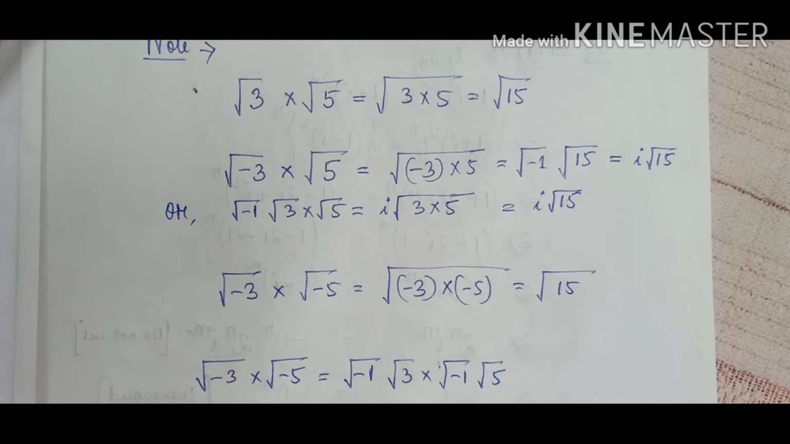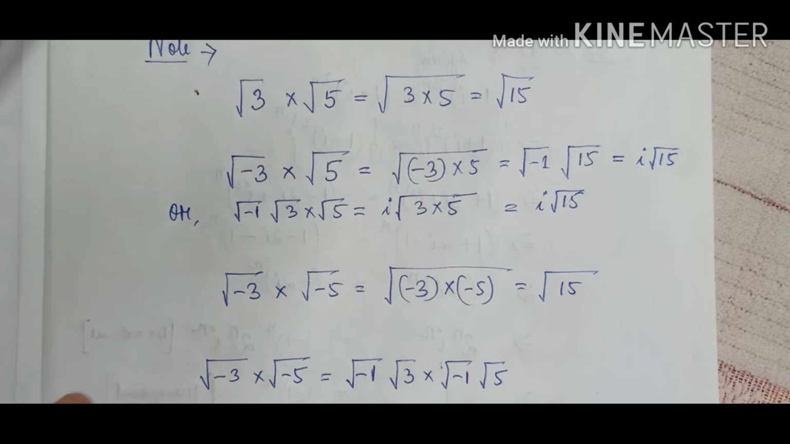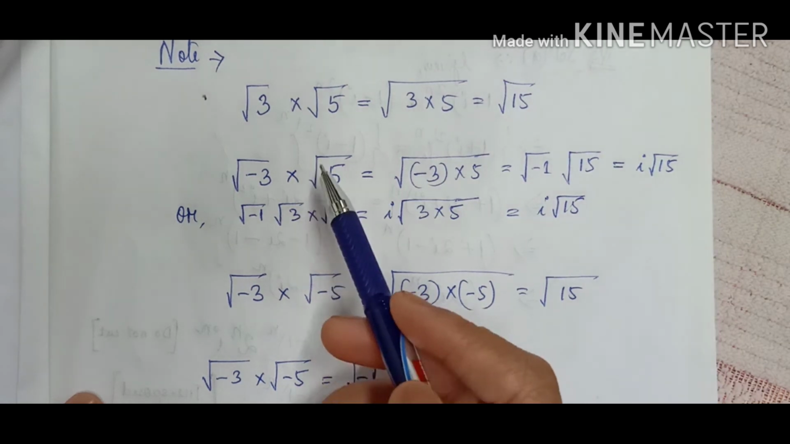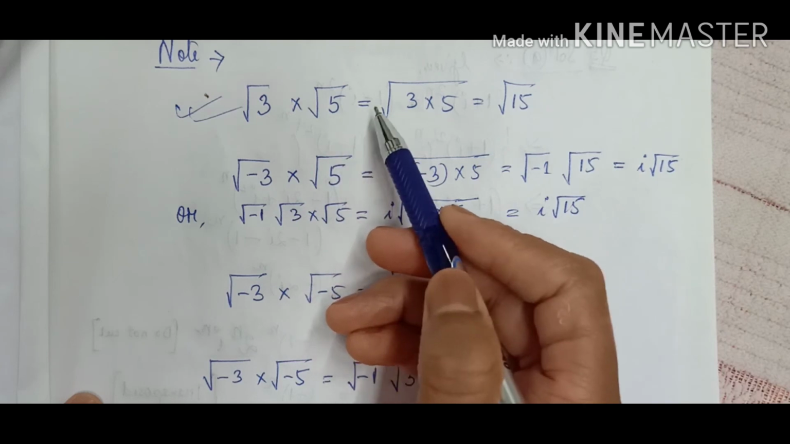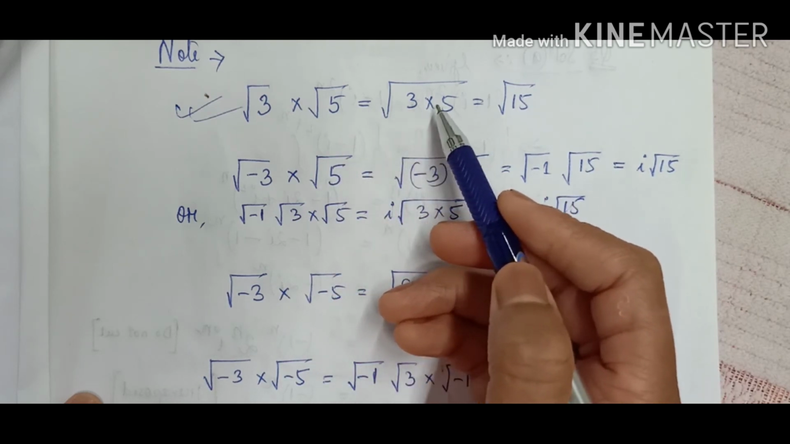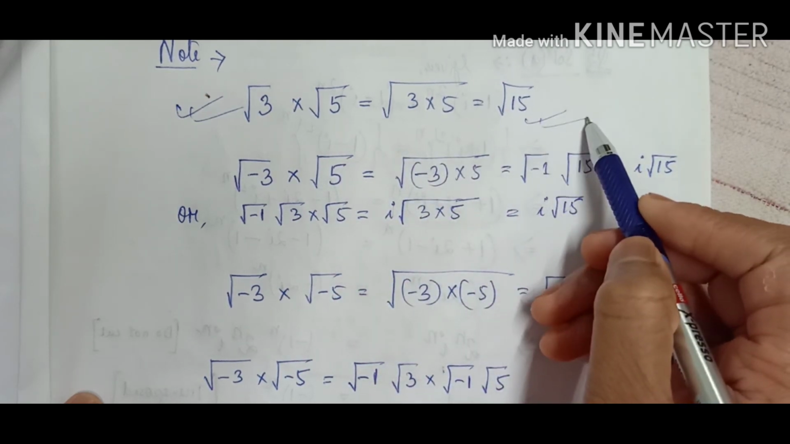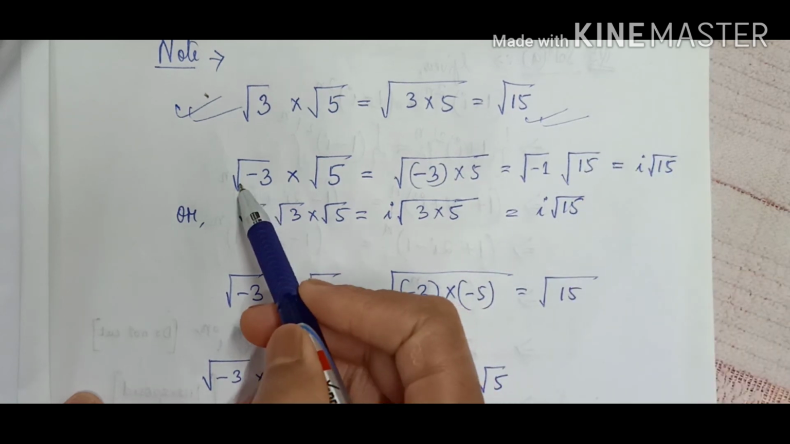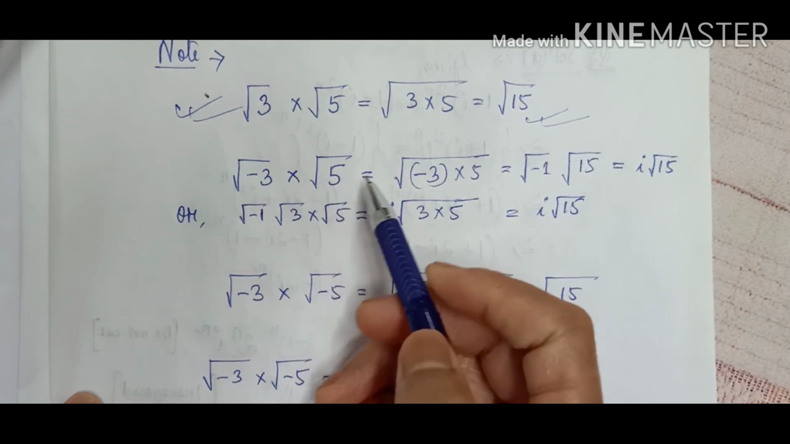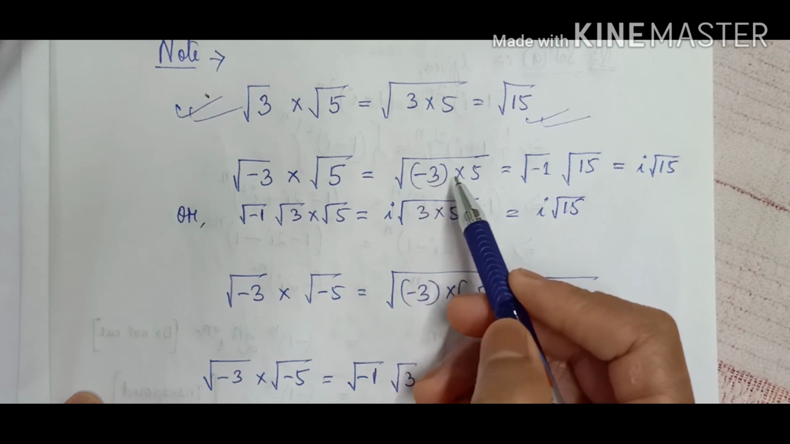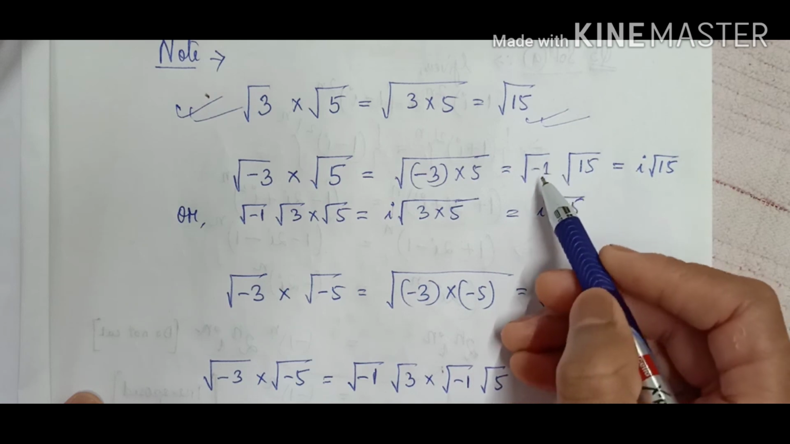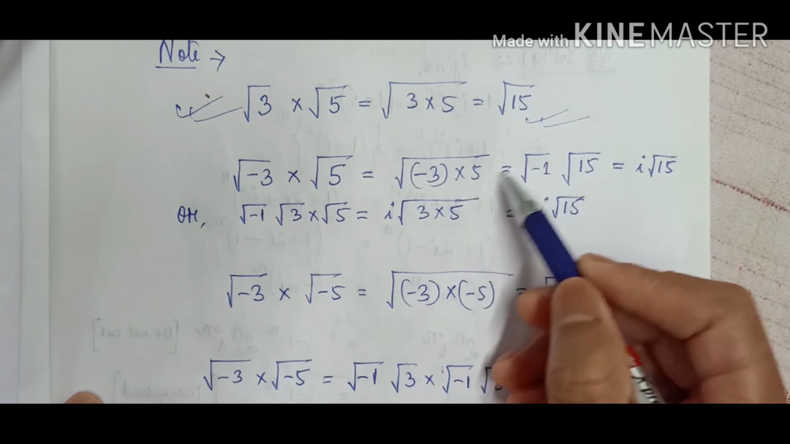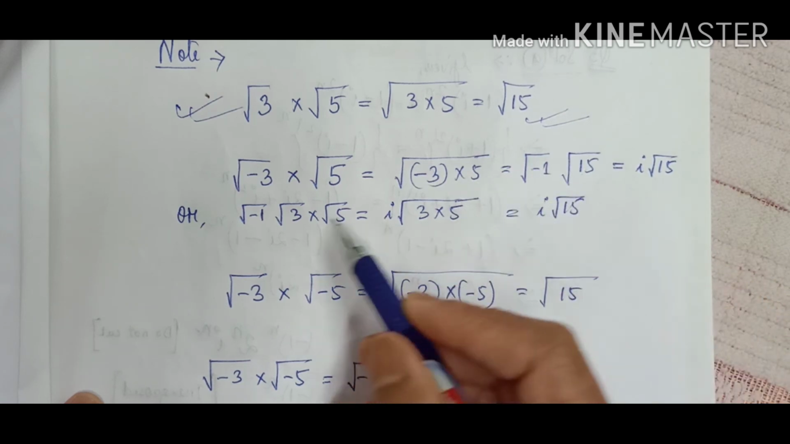One very important note you have to remember. We know that root 3 into root 5 is equal to what? Root of 3 into 5 is root 15. Then again, root of minus 3 into root 5, we can write root of minus 3 into 5. So minus 3 into 5 we can make 15, and minus we can take out.